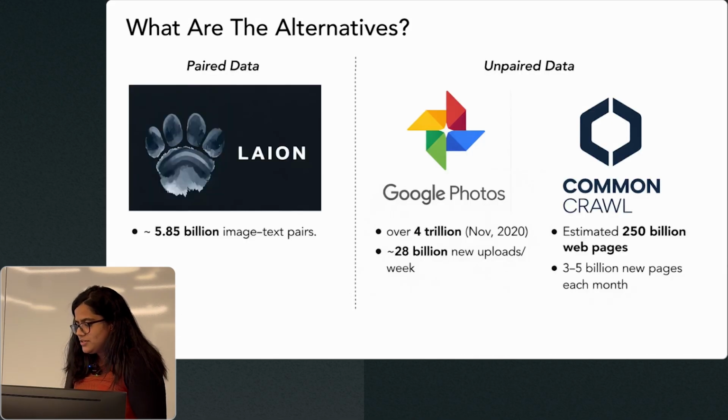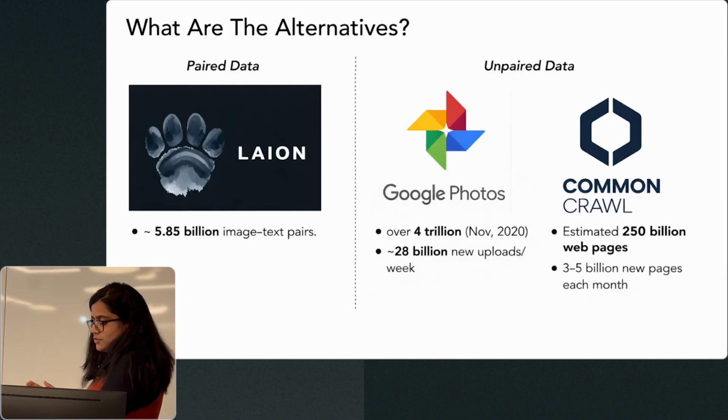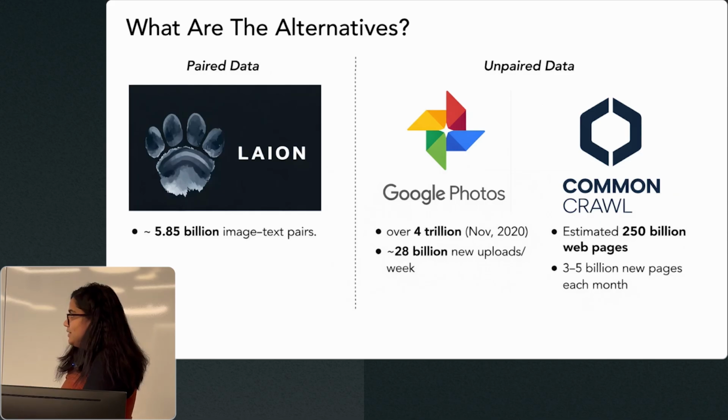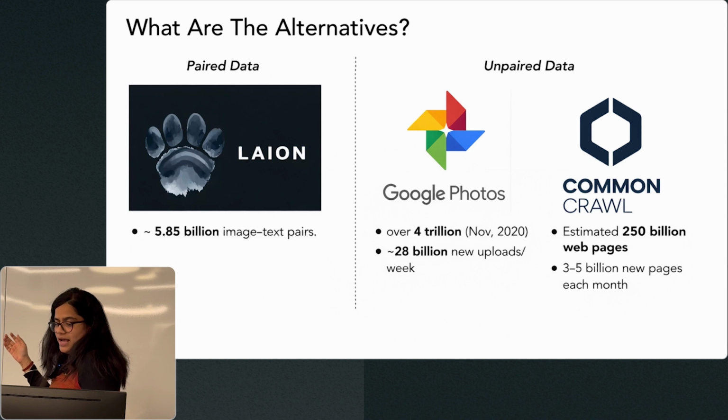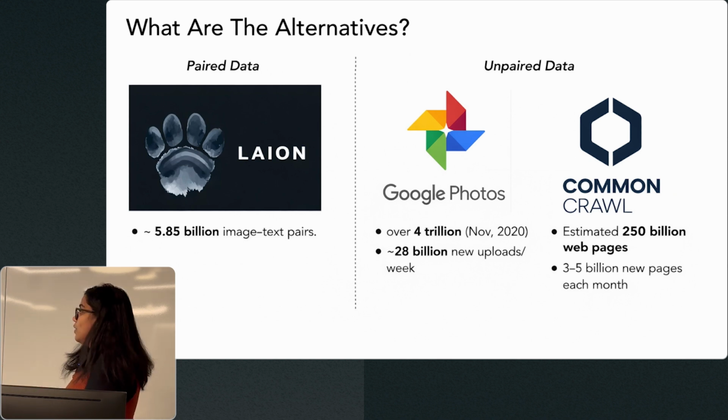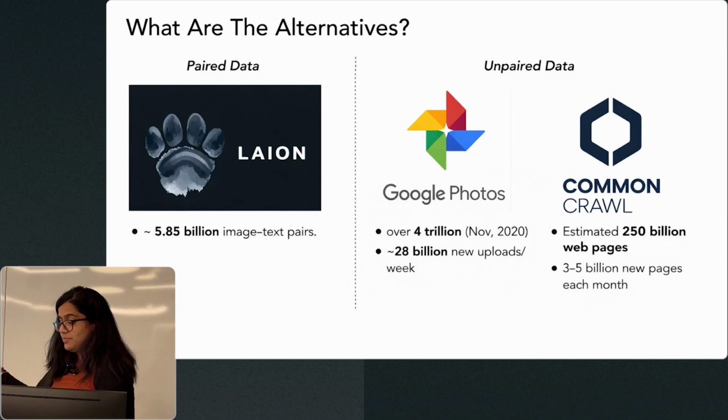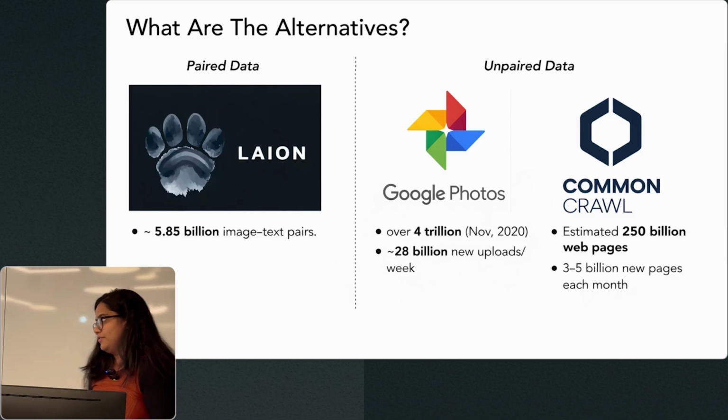And why is this question actually important? Here is one particular example. LAION is the largest open source paired data repository known so far, developed by amazing researchers at UW, Stanford, and so on. The size of this repository is just 5.85 billion, compared to the amount of unpaired data on the internet. For instance, Google Photos had 4 trillion photos as of November 2020, and there are 28 billion new uploads per week. Similarly, Common Crawl, another collection of web pages, has an estimate of about 250 billion pages.